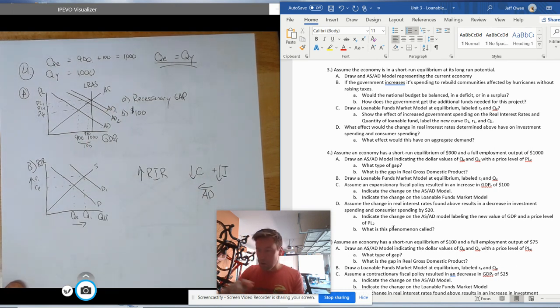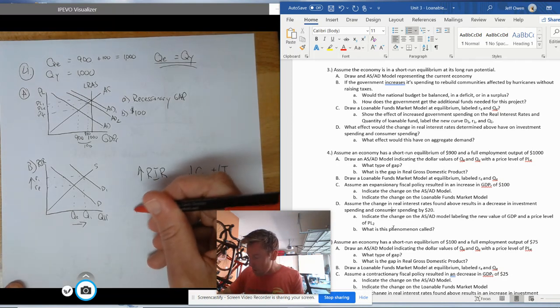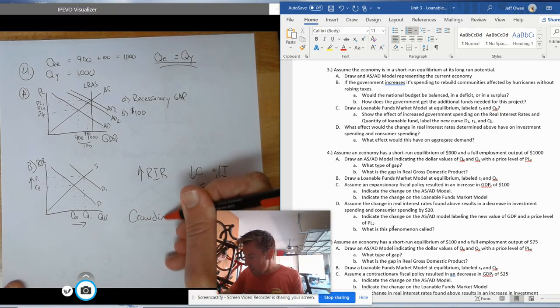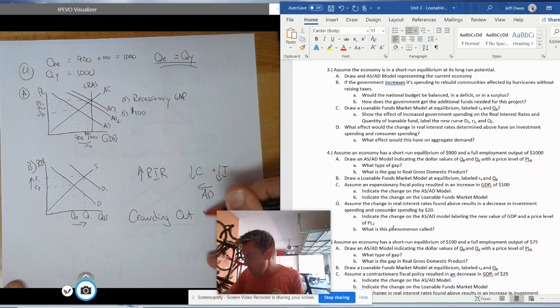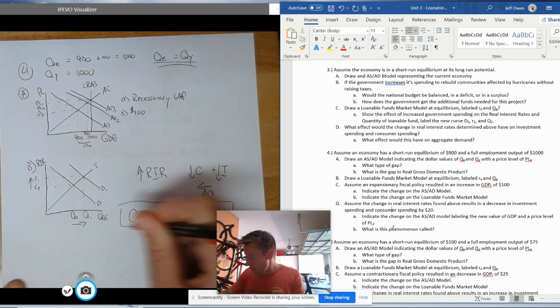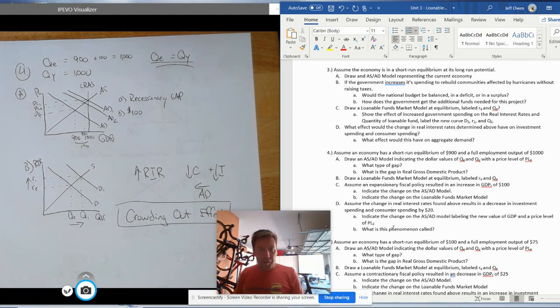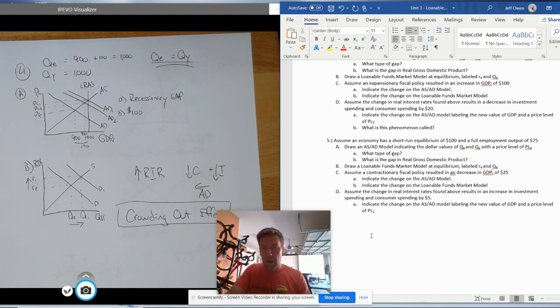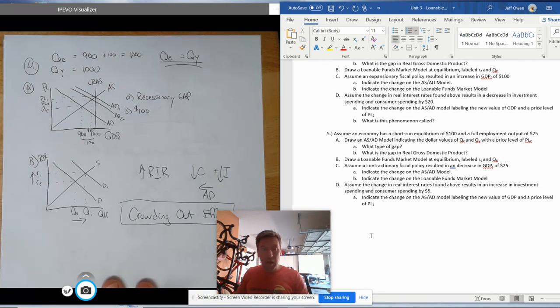What is this phenomenon called? This is called the crowding out effect. And one of the most prominent things we're going to see on any AP exam, they love asking about the crowding out effect. All right, that was number 4.